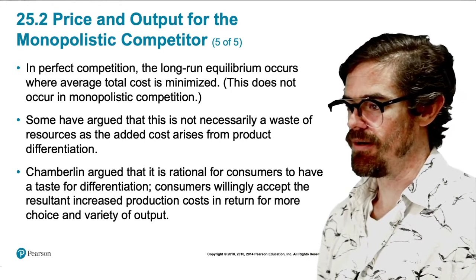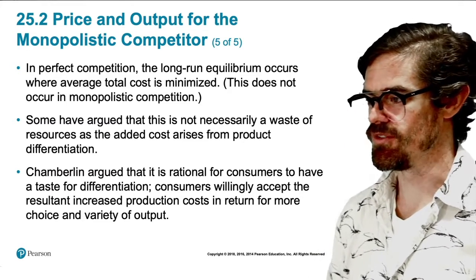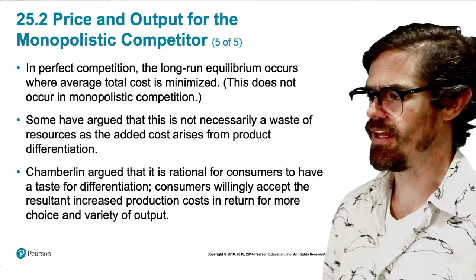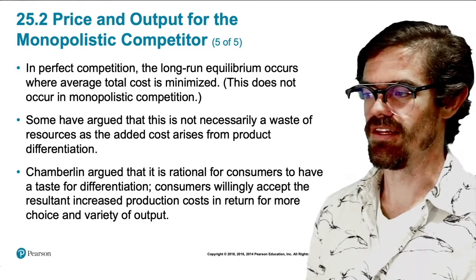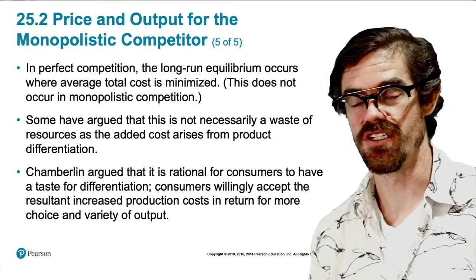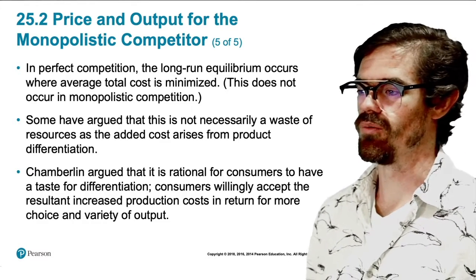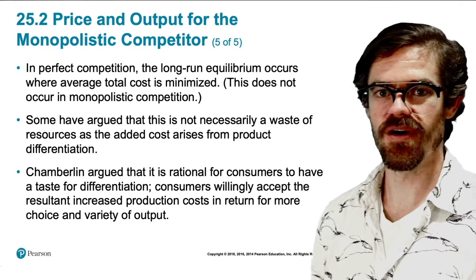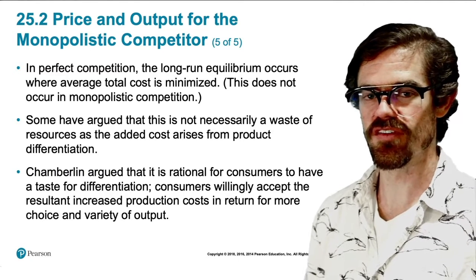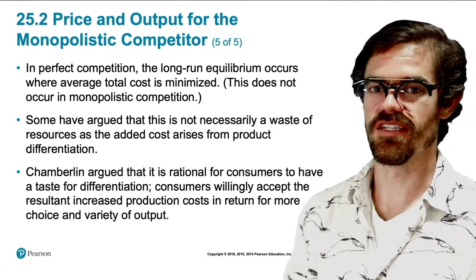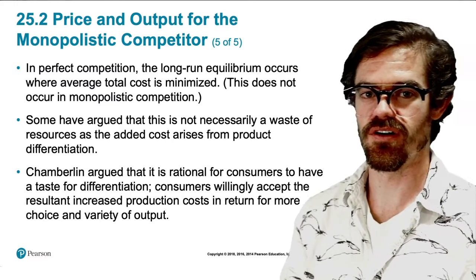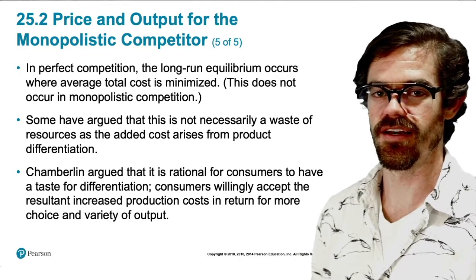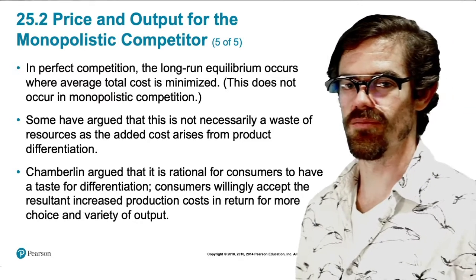Now, Chamberlain argued that it's rational for consumers to have a taste for differentiation, a taste for variety, and that consumers willingly accept the increased production costs and therefore the increased prices in return for more choice and variety of output. So think about yourself, right? What would you prefer? Perfectly competitive industries in all the types of goods you want to buy, or would you prefer monopolistic competition where there's variety? I think, like myself, you'd prefer some variety, right?